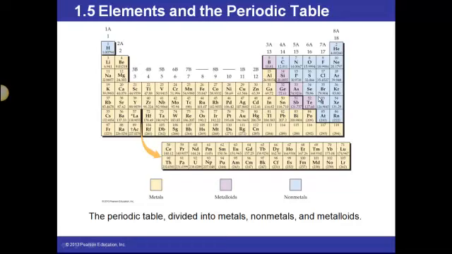There's a few elements here that are localized here in this purple region. These guys are called metalloids. And then you've got this blue region here that are called nonmetals.